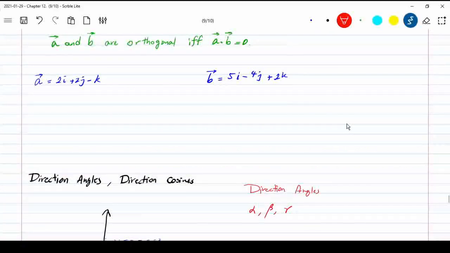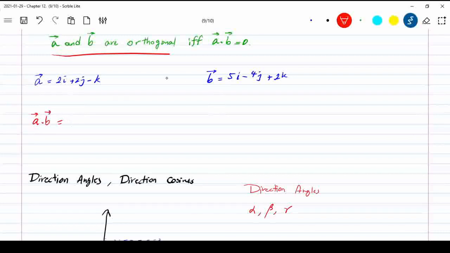Okay, so here, as I mentioned, if A and B are orthogonal, then A dot B is 0, or if A dot B is 0, then A and B must be orthogonal. This is assuming that A and B are non-zero vectors. And as an example, I did I and J, but here's another example. Can you check if A and B are orthogonal? Then you can do A dot B to figure out what that is.